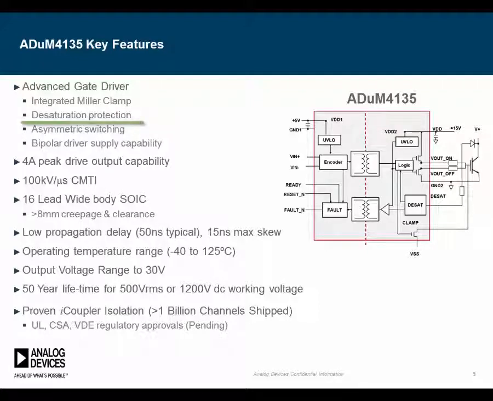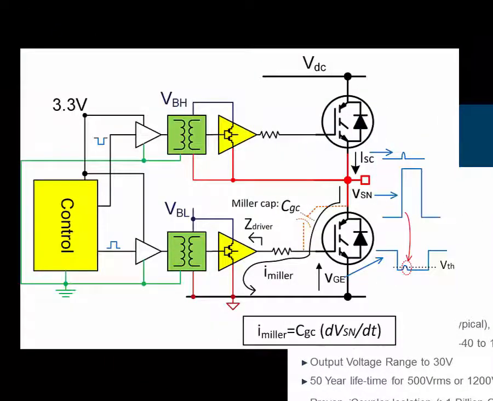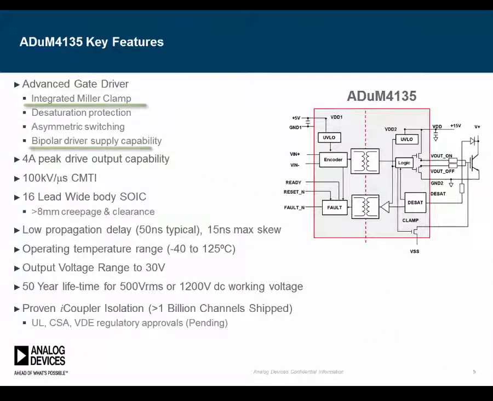In terms of IGBT protection, the ADuM4135 implements desaturation detection with soft turn-off. Also, in order to prevent dV/dt-induced turn-on of the low-side IGBT during the turn-off transient of the high-side IGBT, it includes a Miller clamp circuit, as well as bipolar drive capability. Additional reliability in the presence of fast switching transients is provided by the 100 kV per microsecond common mode transient immunity spec.